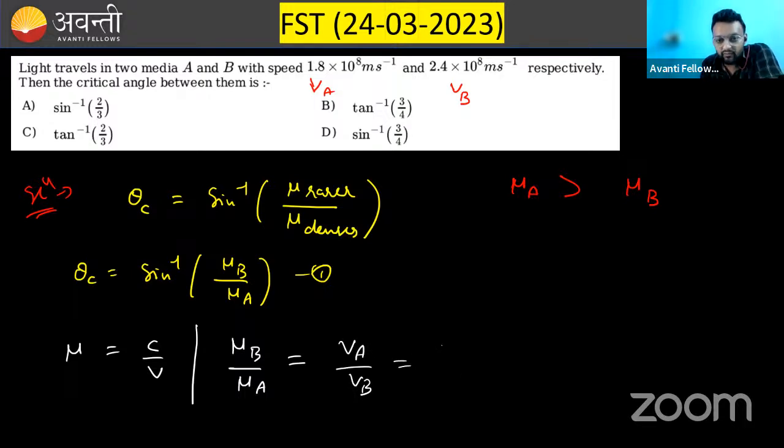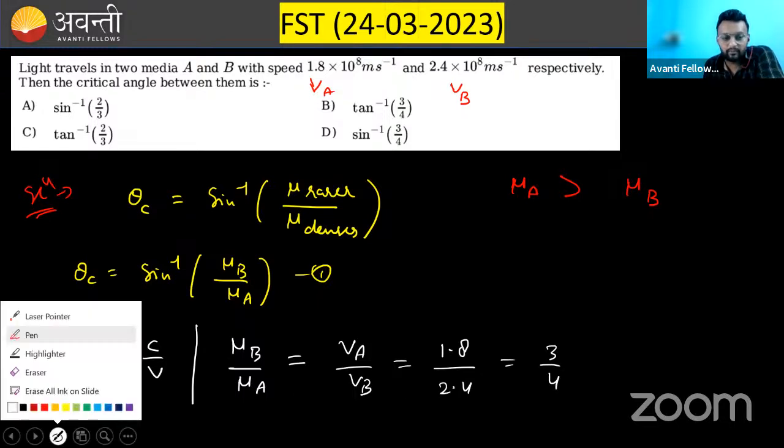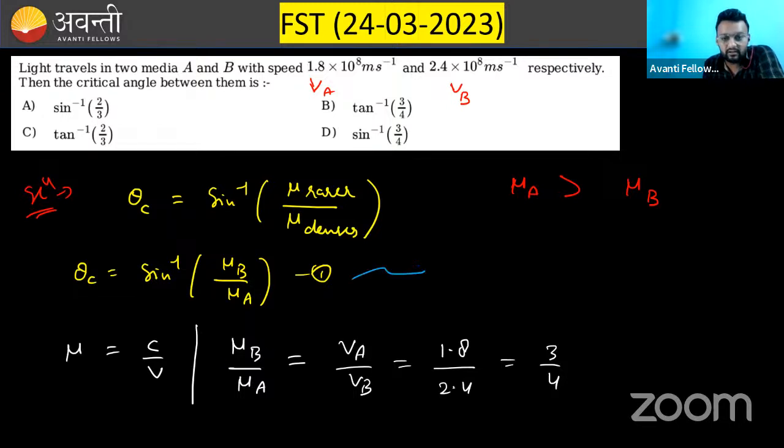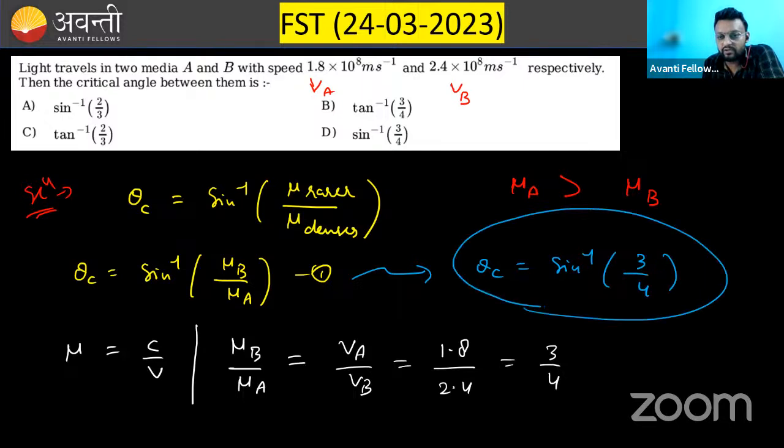So vA is 1.8, vB is 2.4. I am not writing the 10 raised to the power because they will cancel out. So it will become 3 by 4. So mu B by mu A is 3 by 4. Put it in equation number 1 and you will get your answer. What will be your answer? Theta C is equal to sine inverse 3 by 4. This is your answer. Is it clear?